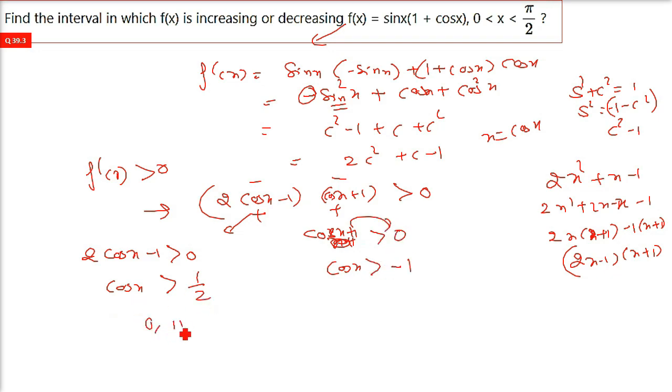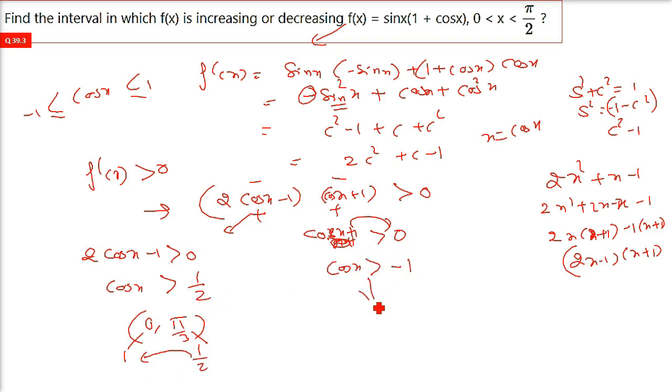Cos x value varies from where to where? It is minus 1 to 1. So if it is greater than half, it has to go from half to 1. Cos pi by 3 is half, and cos 0 is 1, the highest number. So you have to start from pi by 3 and go up to 0. That is, 0 to pi by 3 is the range where cos x is greater than half.